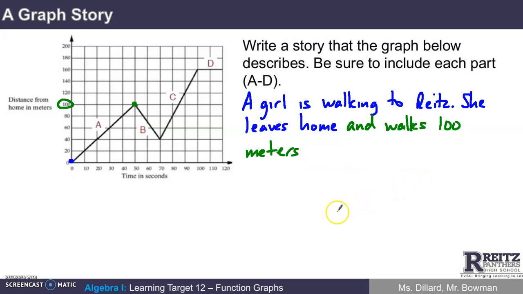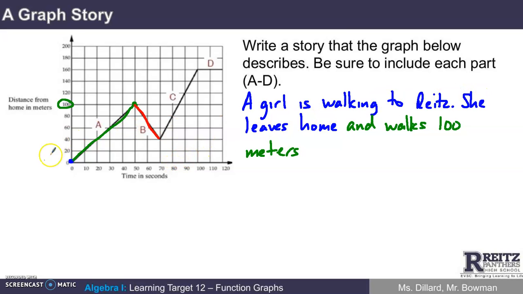And then what happens? Then she starts walking back toward home, doesn't she? And the reason I know she's walking back toward home is during this next time, her distance from home is getting smaller and smaller. For this next 20 seconds, her distance from home is becoming less and less.